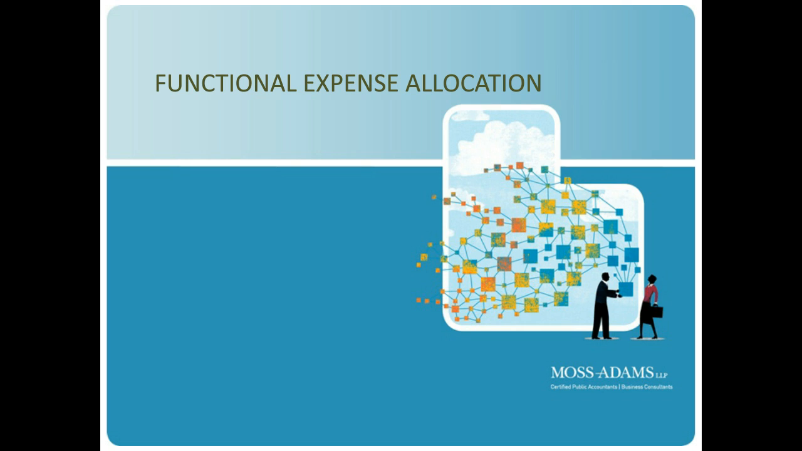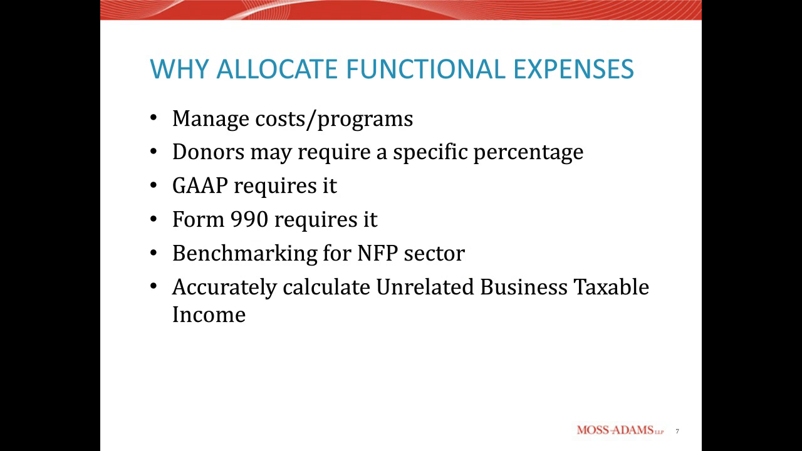Okay, functional expense allocations. Why is it important to allocate functional expenses? There are many different reasons to allocate expenses, and it's important. It can help organizations manage costs for certain programs and evaluate continuing programs or if changes are needed. Some donors also may require a specific percentage of costs related to program services, and some costs of fundraising and operations that aren't directly related are an area of concern. Both GAAP and the Form 990 require expenses to be broken out. It can allow you to benchmark different programs against other similar not-for-profit organizations, and it can help to accurately calculate UBI expense to offset income subject to tax.